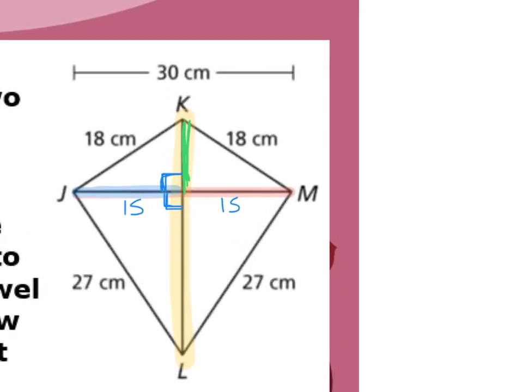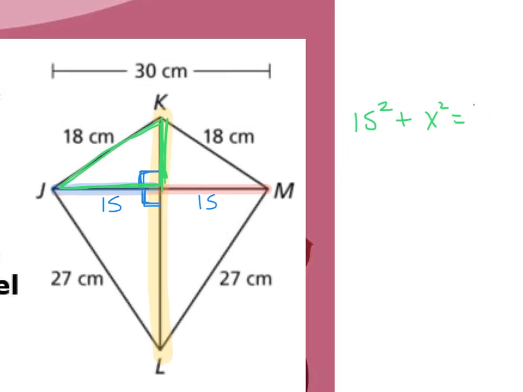Looking at this triangle here, what's our a squared going to be? 15. So 15 squared plus, what's our b? X squared. We don't know what it is yet. And what's that going to be equal to? 18 squared. So what's 15 squared?